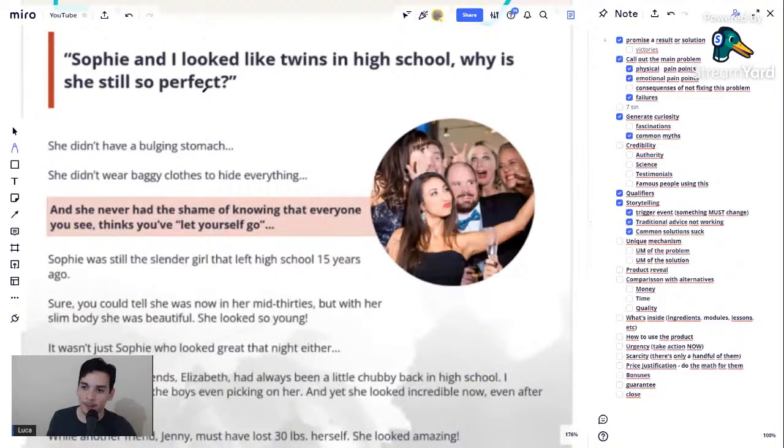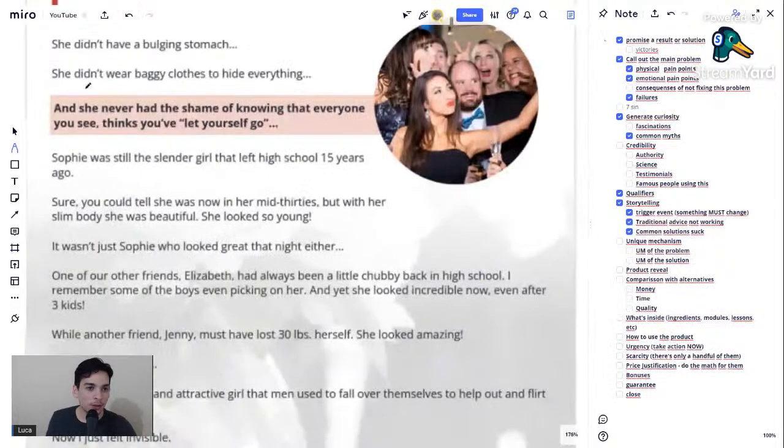So I think I'm not missing anything, right? She didn't have a bulging stomach. She didn't wear baggy clothes to hide everything, and she never had the shame of knowing that everyone you see thinks you let yourself go. Sophie was still the slender girl that left high school 15 years ago. Sure, you could tell she was now in her mid-30s, but with her slim body, she was beautiful.